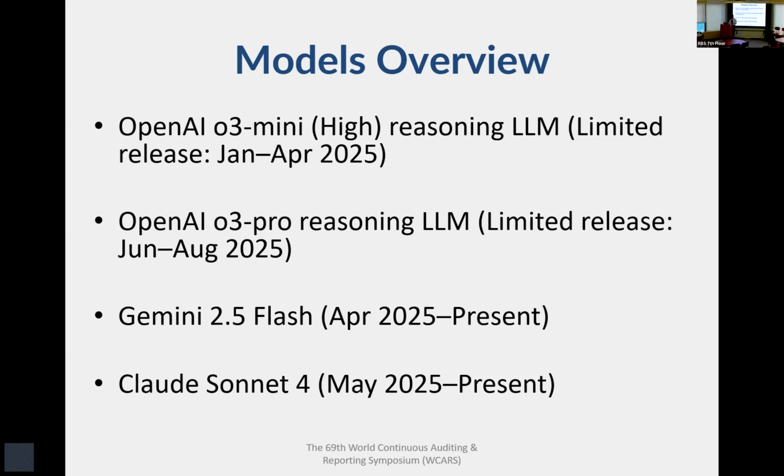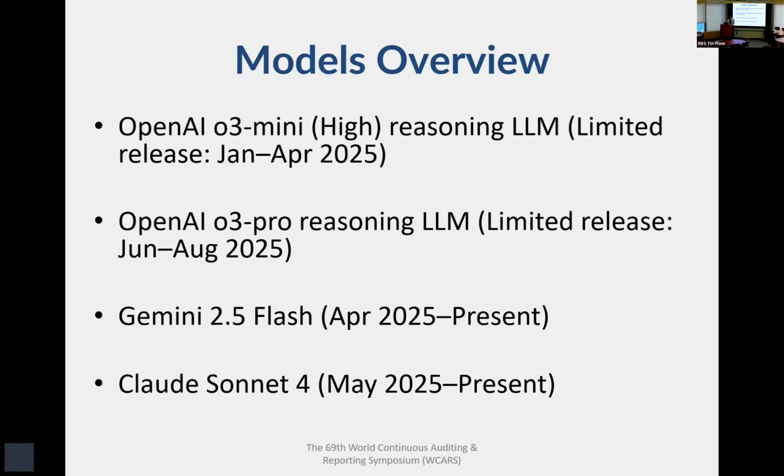The important part of this is that O3 Mini High was replaced by O4 Mini in April of 2025, as well as the O3, which was introduced in April, followed by the O3 Pro in June, and then ChatGPT 5 arrived in August, along with ChatGPT 5 Pro.